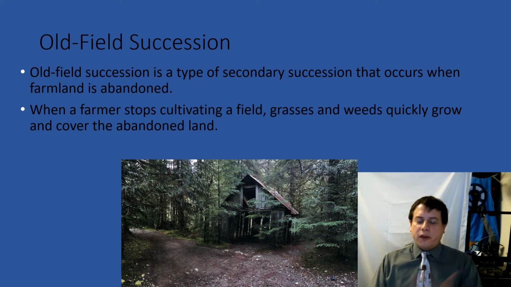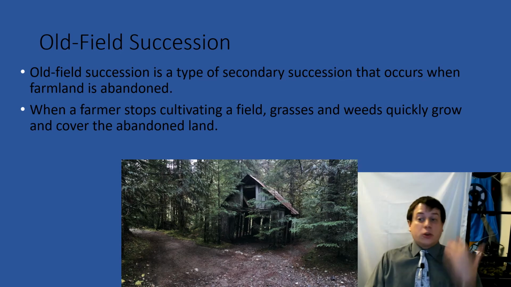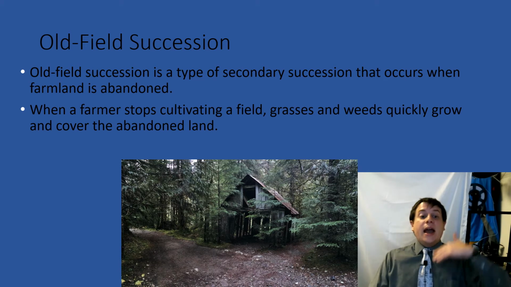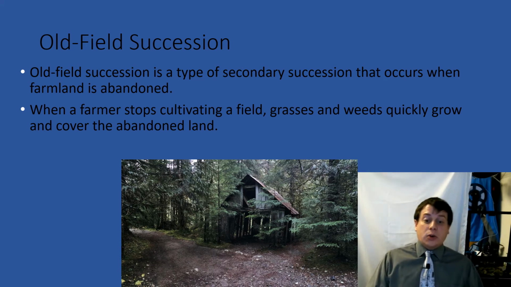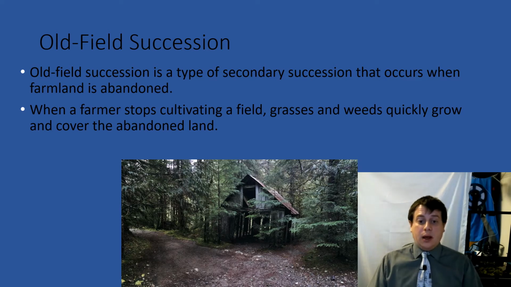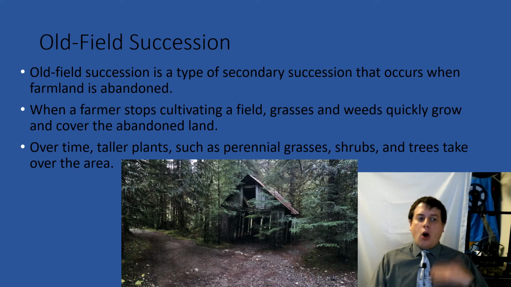So when the farmer stops cultivating the field, grasses and weeds will quickly grow and cover that abandoned field. After the grasses and weeds, then you'll get some shrubs and some bushes, maybe some sapling trees, and eventually you get bigger and bigger trees that'll grow, and by the end, you end up with another climax community. Back to where it was. This is nature reclaiming itself. Over time, taller grasses, perennial grasses, shrubs, and trees will take over this area.